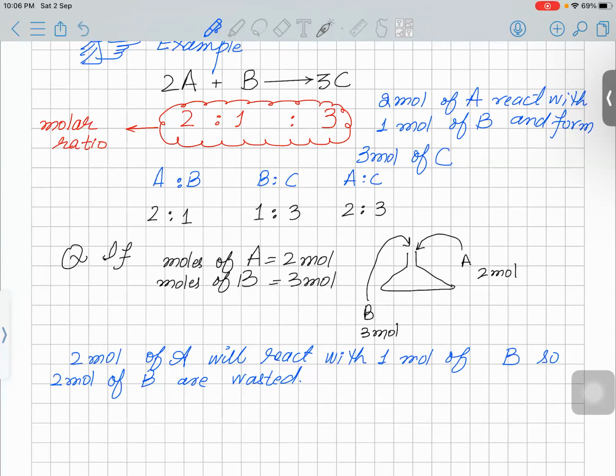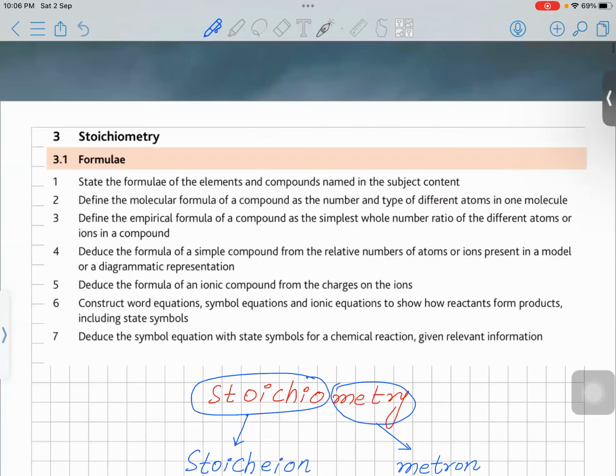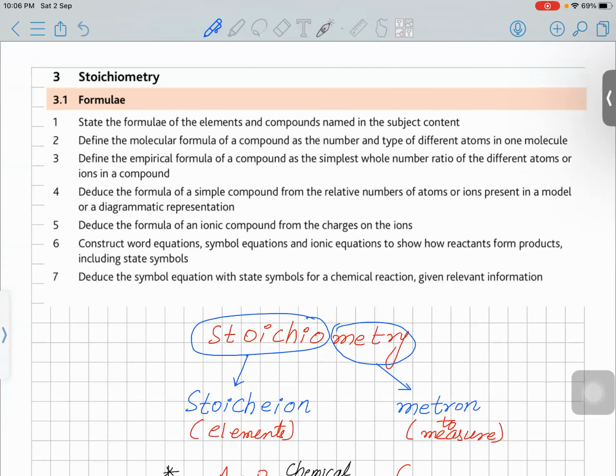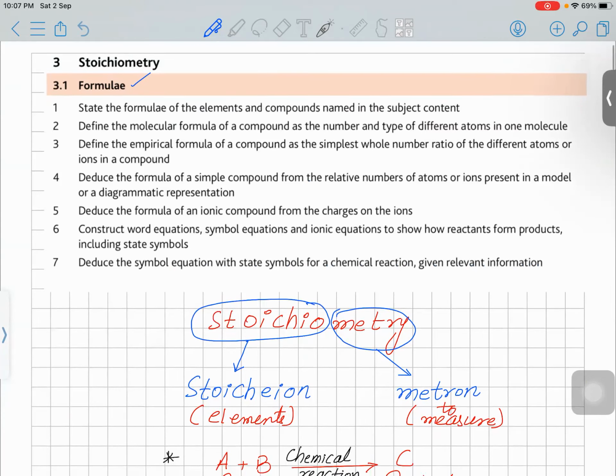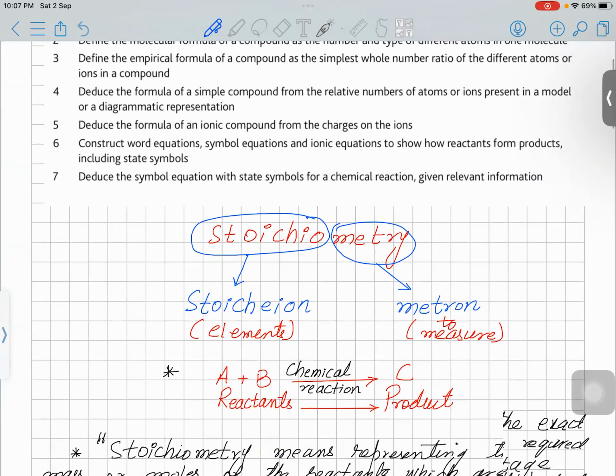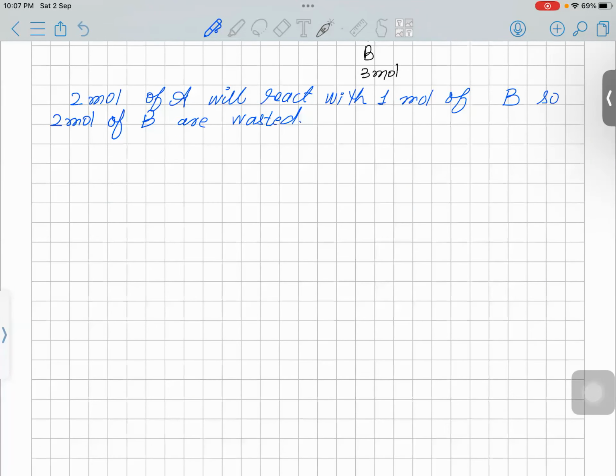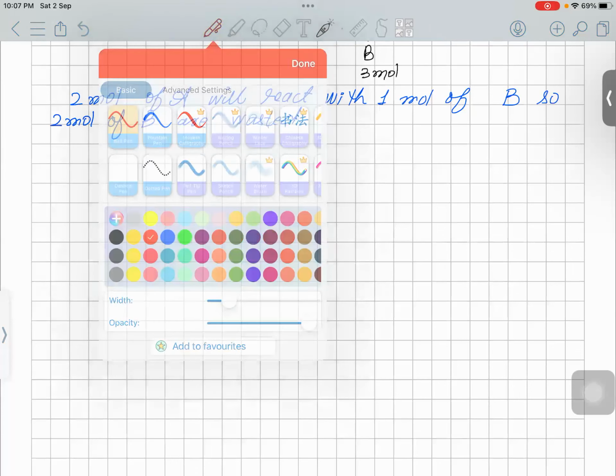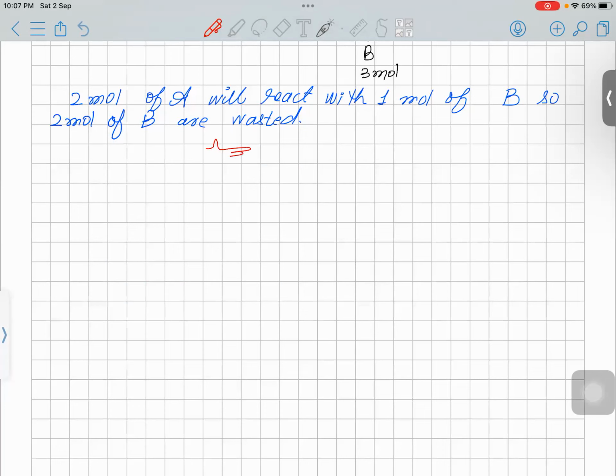Are you getting my point or not? Yes, sir. This is all about stoichiometry, right? So this is the introduction of stoichiometry. Now, the first topic is formula. Now, what is formula? This is the introduction. Now, I am starting the chapter.